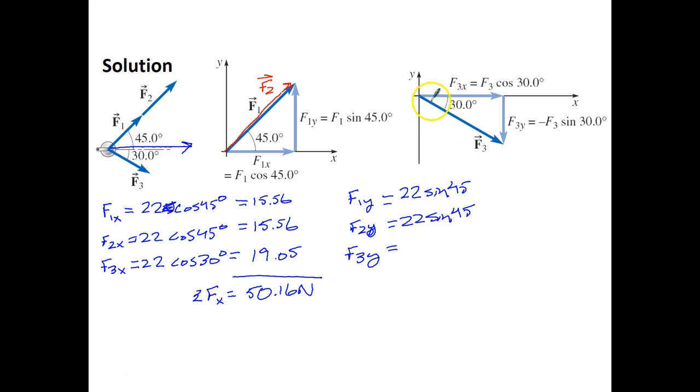And then our third one, notice it's pointing downward, and because it's below the x-axis, this one needs to be negative, so it's going to be negative 22 times the sine of 30 degrees, because now we're looking at this third one pointing down in that direction. 22 times the sine of 45 is actually the same as 22 times cosine of 45, so it's 15.56. This one is also 15.56, but watch out, this one's going to be negative, so this is going to be negative 11 newtons.